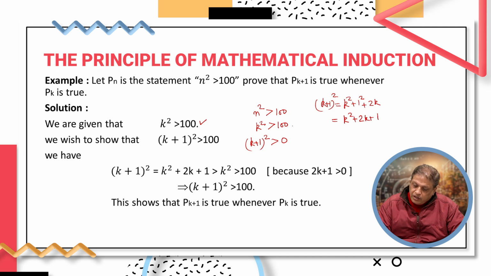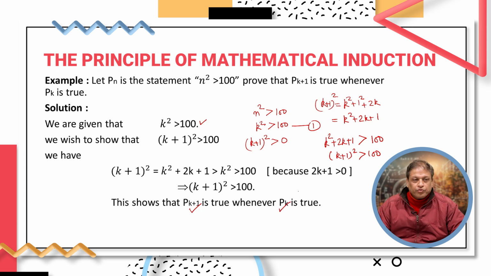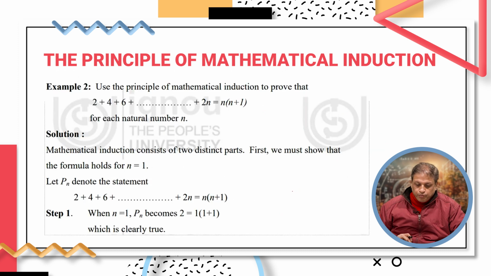Because we already saw in equation number 1 that k square is greater than 100, obviously k square plus 2k plus 1 will also be greater than 100, because k square is greater than 100. This implies k plus 1 square is greater than 100. So that means Pk plus 1 is true whenever Pk is true. So we have verified that Pk plus 1 is true whenever Pk is true.